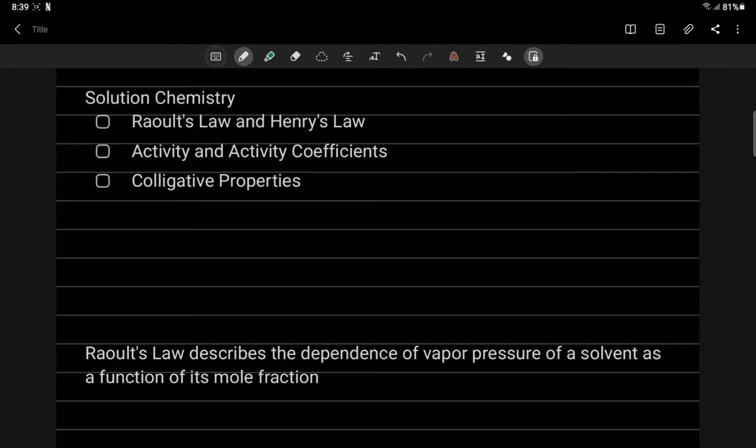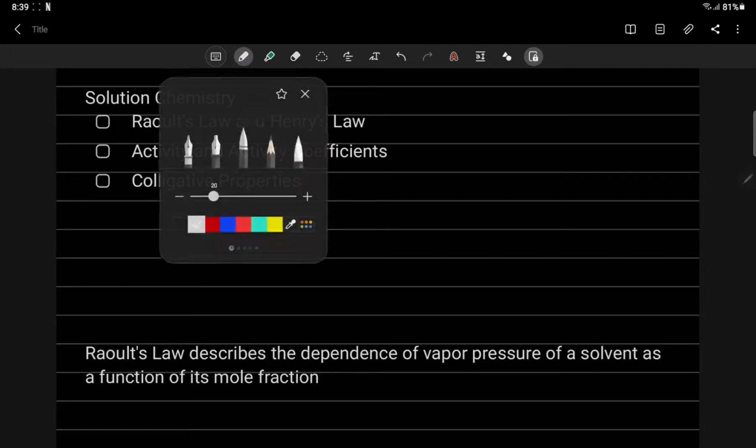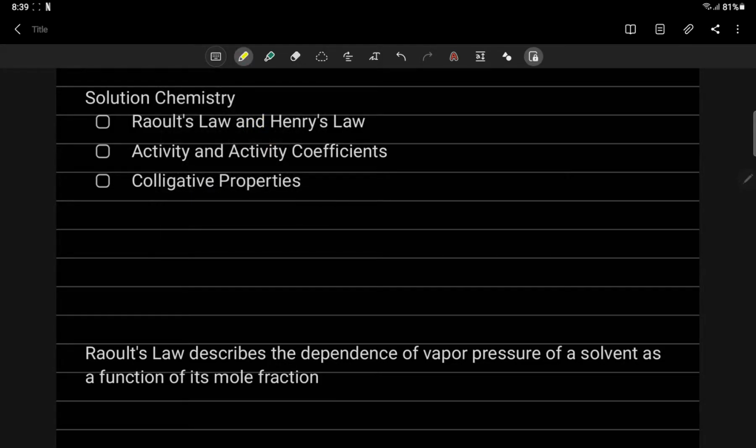Raoult's law and Henry's law, these are what we know as examples of limiting laws. Bakit sila tinagurian na limiting laws? So limiting laws, just like your ideal gas equation, they are true for certain conditions lamang. For example, for the ideal gas equation, there is a range of temperature and pressure kung saan applicable ang ideal gas equation. Basically, applicable siya sa perfect gases. So, ganoon din sa solution chemistry, ganoon din sa solutions.